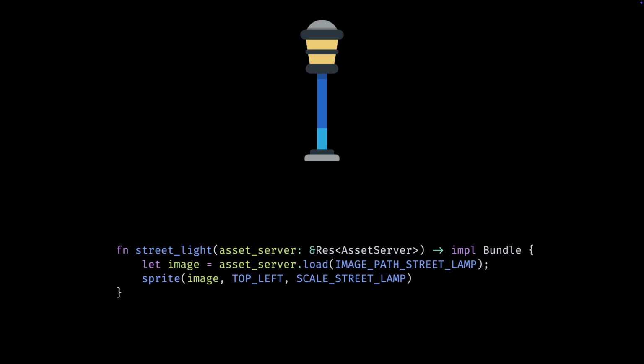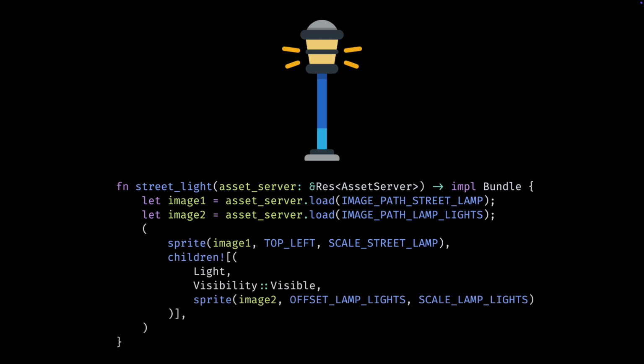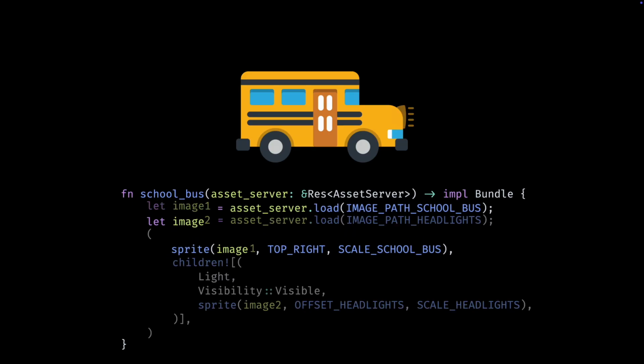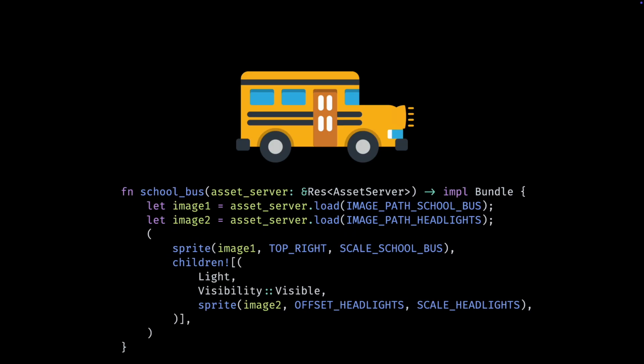What I did here is that I split the part with the light beams from the street lamp sprite into its own sprite. Then all we need to do is to add this part as a child of the street lamp entity. The new child entity would also consist of a light component as well as a visibility component. We do the same for the school bus. Just add the sprite for the headlights to the new child entity along with a light and visibility component.